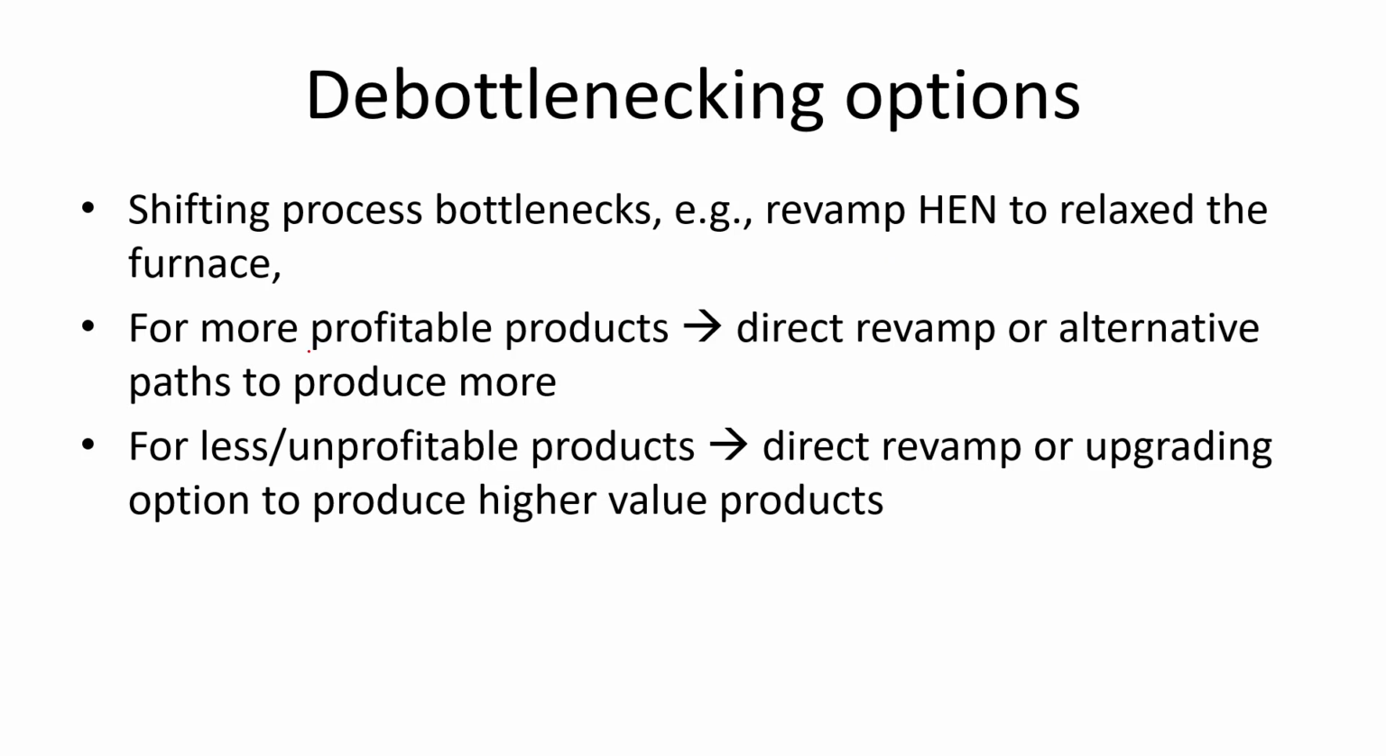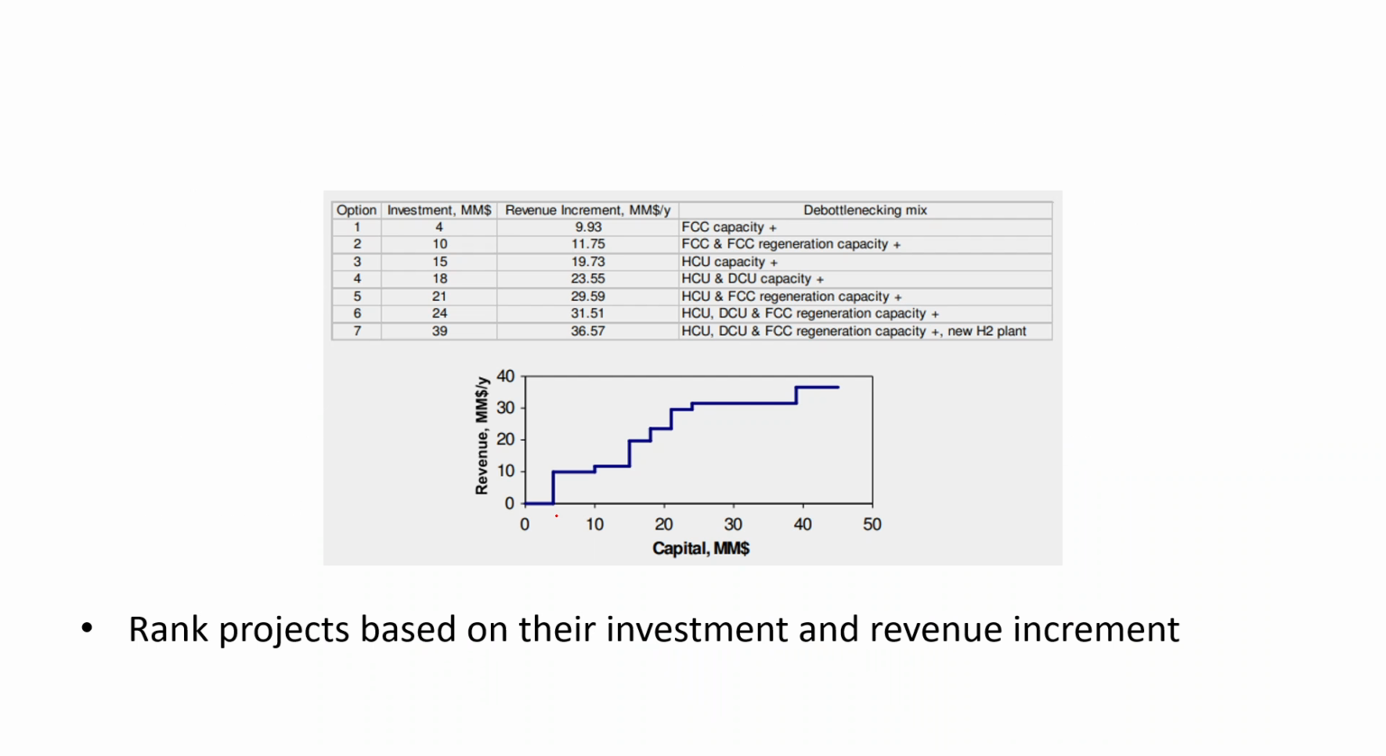This is the one that I have mentioned before. For more profitable products, direct revamp or alternative, or for less profitable products, you can either direct revamp or upgrade the products. These less profitable products, you upgrade to higher value products. So there are many alternatives, many options that you can consider. And then once you have those options, you can then make a rank like this.